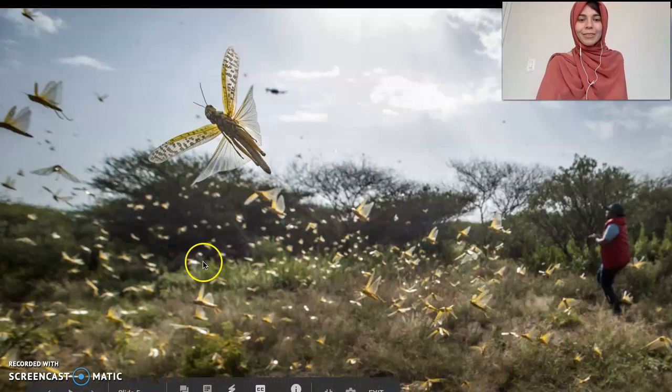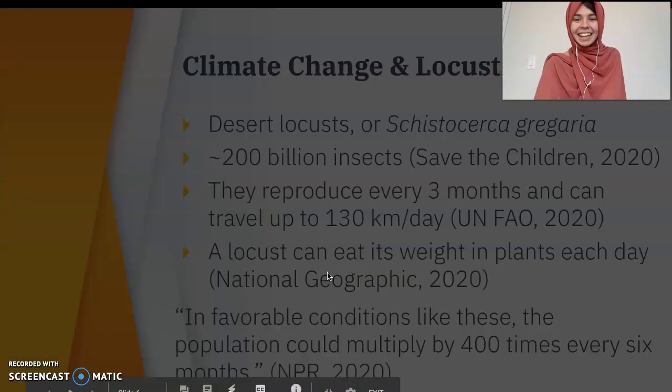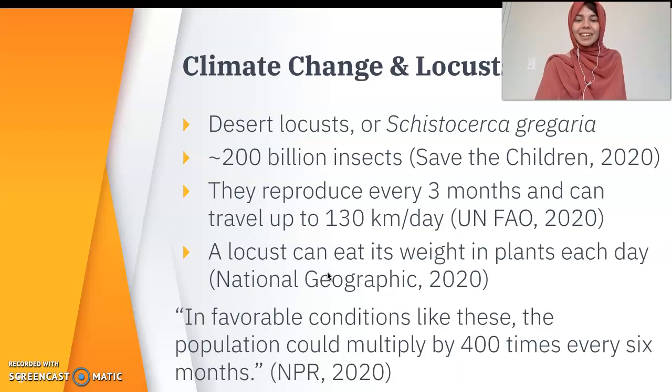Here we have some. You've seen these before. Creepy little insects. I don't love them. So just to talk a little bit about climate change and locusts. So the name of the locusts that are currently in East Africa are desert locusts, or Schistocerca gregaria. Try saying that 5 times fast. There are currently around 200 billion insects estimated this past year. They can reproduce once every 3 months and can travel up to 130 kilometers a day.